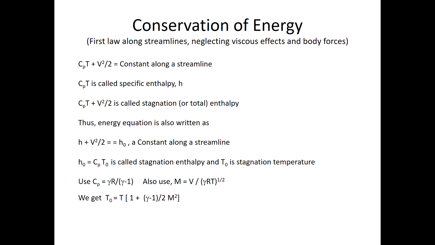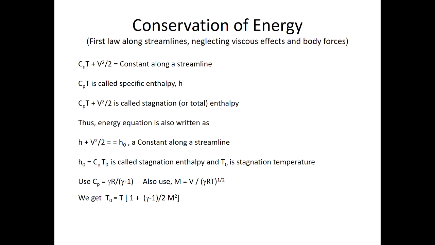So Cp times T plus V squared over 2 is a constant within a stream tube. Therefore, if you shrink a stream tube to a tiny, thin streamline, then this quantity is constant along a streamline. In thermodynamics, we call the quantity Cv times T specific internal energy. Cp times T, we call it specific enthalpy. Cp times T plus V squared over 2 is called total enthalpy or stagnation enthalpy, H naught. So H plus V squared over 2, which is equal to H naught, is a constant along a streamline.